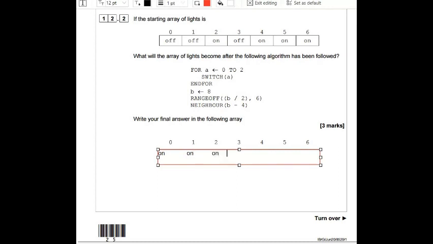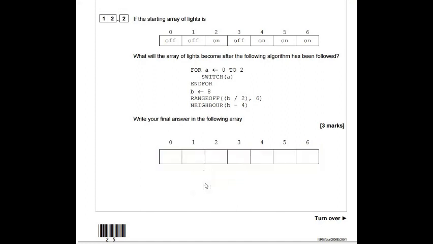Whilst the rest of them, that's going to be off, but because you've got the range off b divided by 2, 6, and index 6, that's going to be on. That's that one done for the books. Something like that, answer like that. 3 marks. Done.